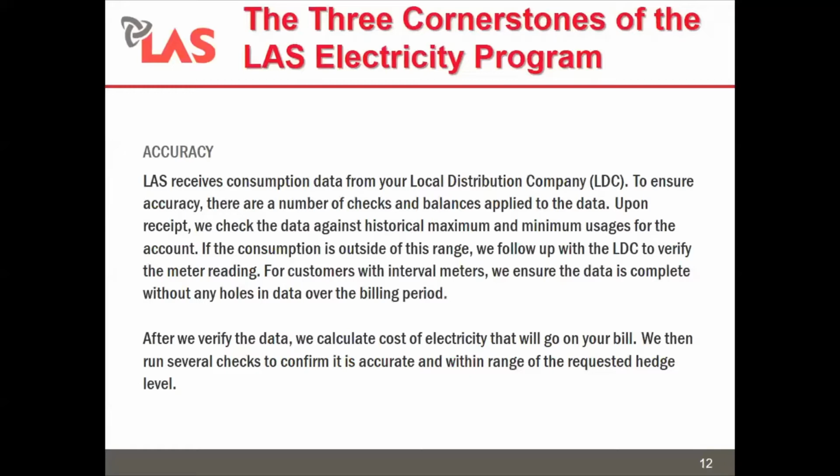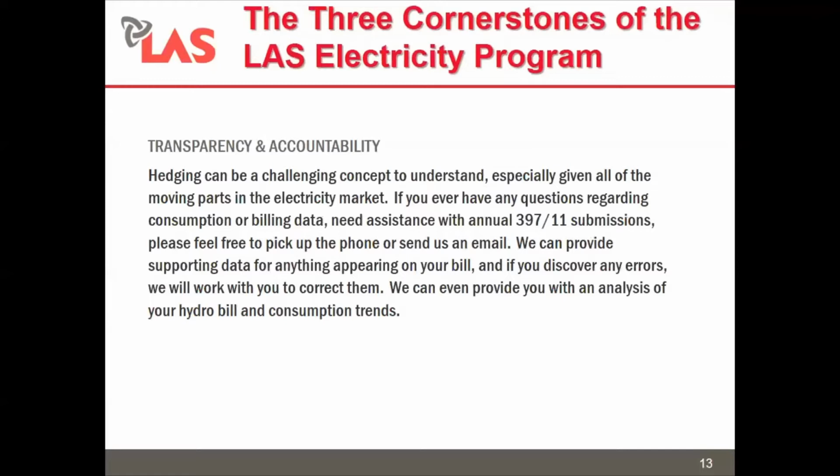The other thing that we offer is transparency and accountability. Again, we've got the DCB team here that's available for any questions that you may have on your bills. We can provide you with analysis of your hydro bills, consumption trends, anything that you ask. We make sure that we're in compliance with any kind of submissions, or we can assist you with your 39711 submissions. Again, just because we do have the data in detailed format. We provide those monthly billing summaries to our program participants, and we also initiated this year a quarterly newsletter for energy.